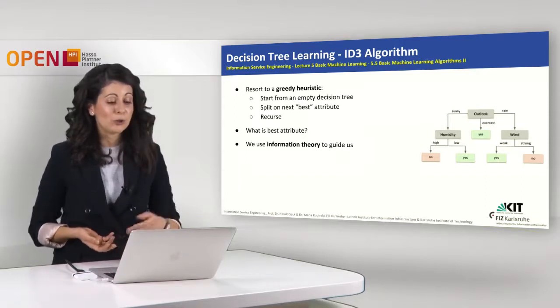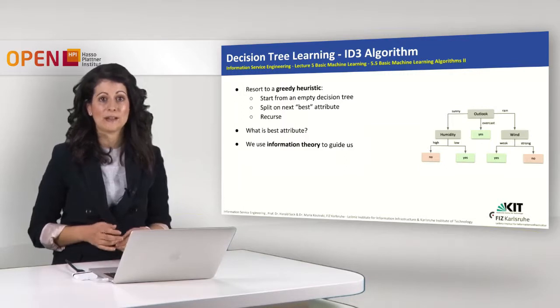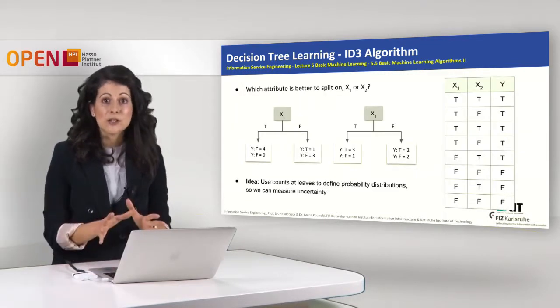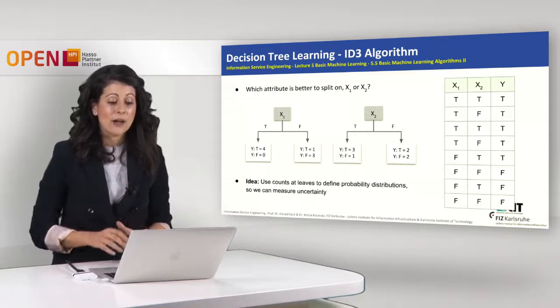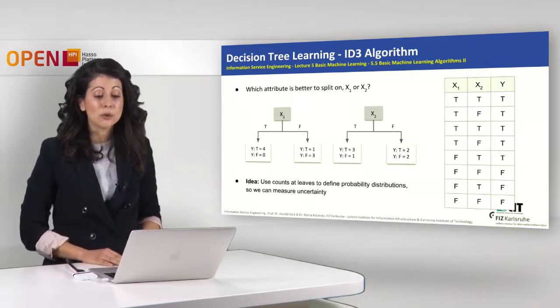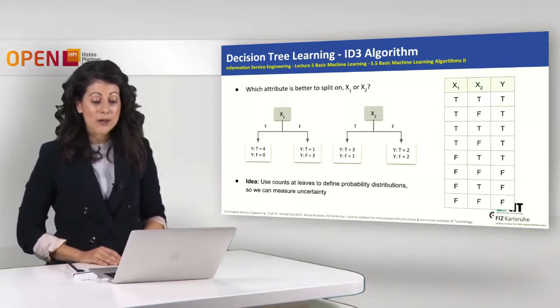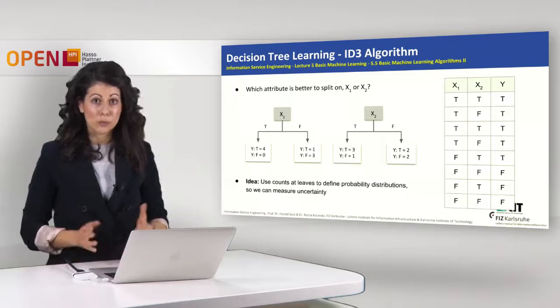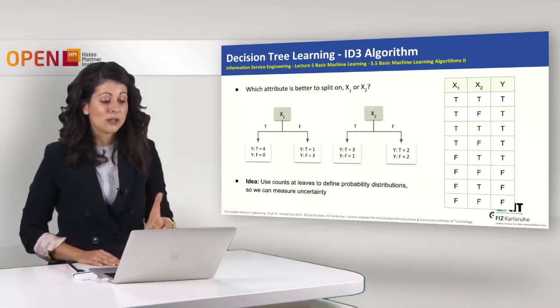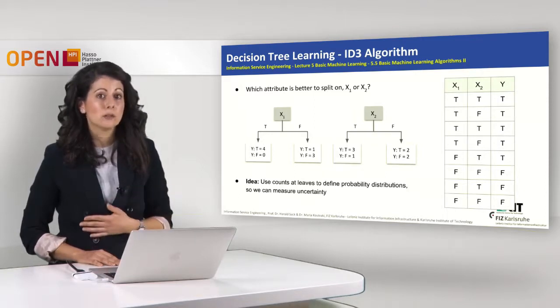Well, we are going to use information theory to guide us and help us here for this task. So, let's consider a smaller example. Here we have this data set. We have the features x sub 1, x sub 2, and the y, which in the end we want to be able to model or predict. And the question here is, which attribute is better to split? X sub 1 or x sub 2 here?